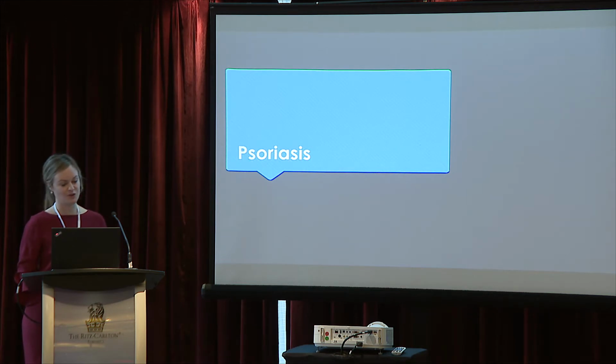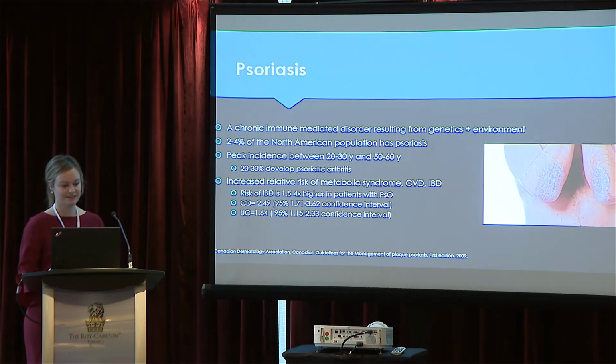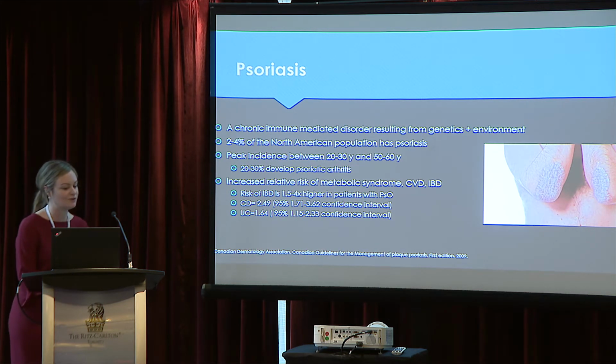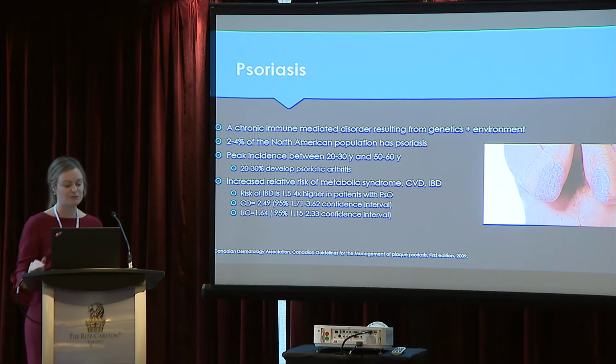So we'll start with an overview of psoriasis. Many of you may know that psoriasis is a chronic immune-mediated disorder resulting from both genetic and environmental influences. About 2 to 4% of the North American population has psoriasis. It has a bimodal presentation, usually presenting either between 20 to 30 years of age or at an older age of 50 to 60 years. And 20 to 30% of patients with psoriasis will have psoriatic arthritis.